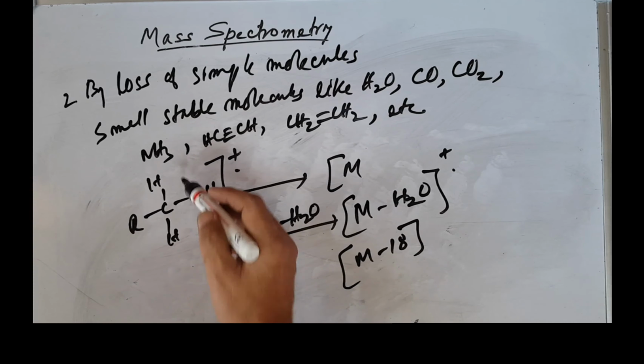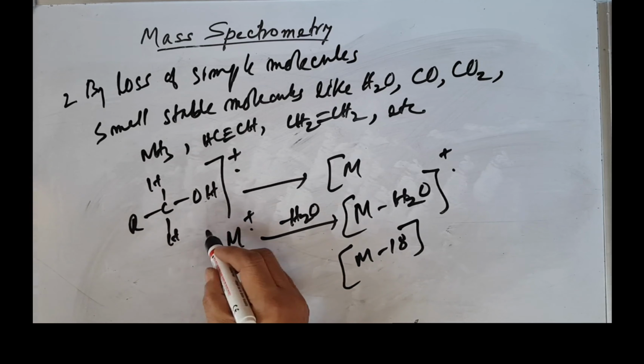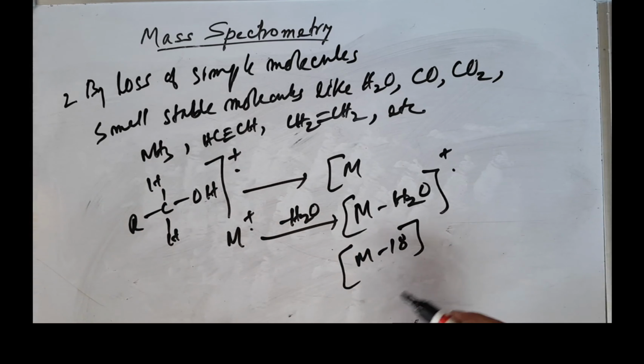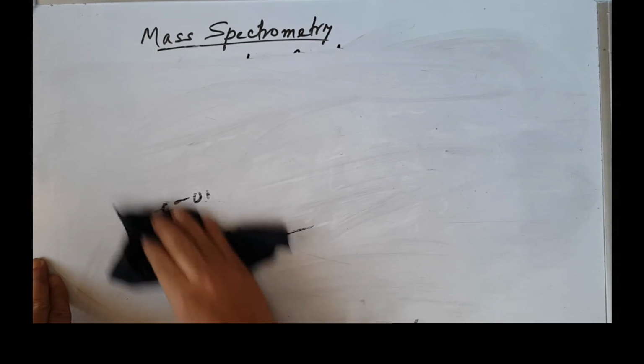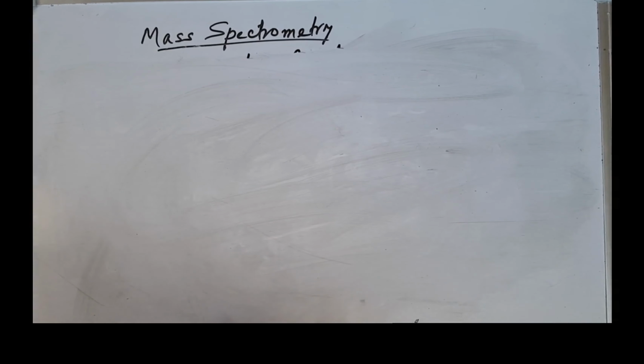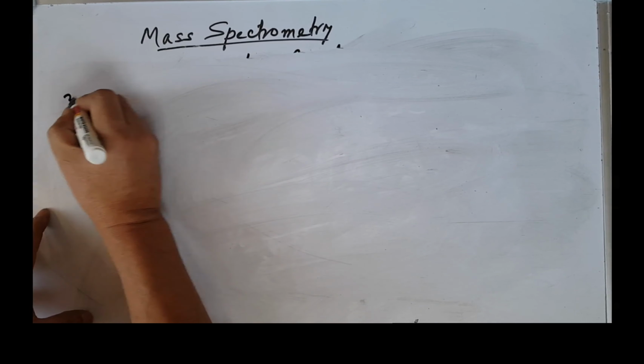Similarly, from amines you can lose ammonia, NH3, like this. So fragmentation due to loss of small molecules can also take place. This is the second one, fragmentation due to loss of small molecules. And the third one is fragmentation to give stable carbocation.